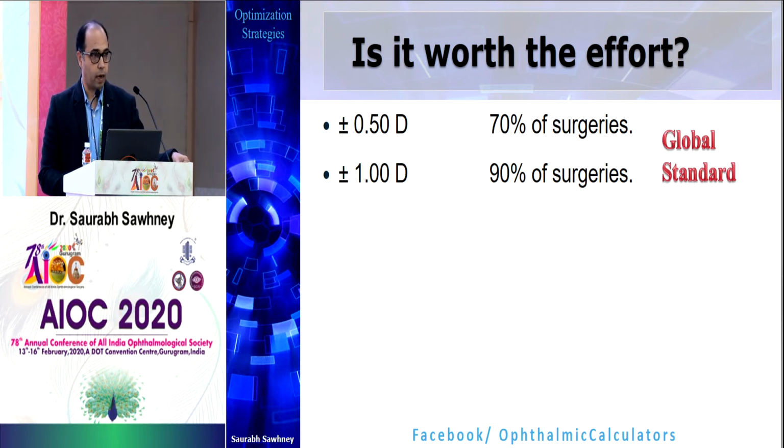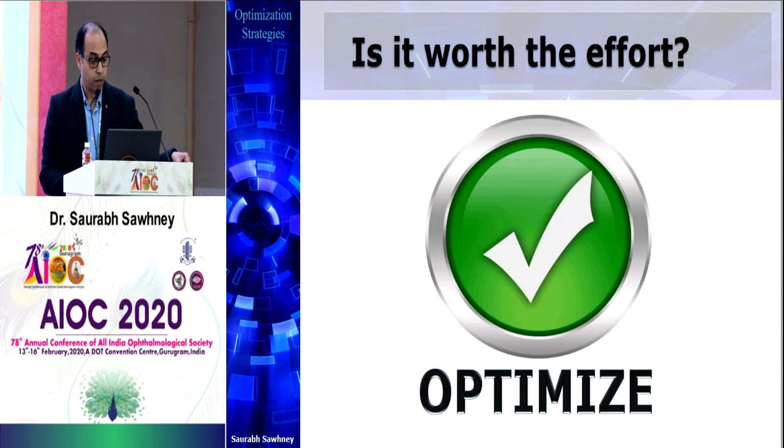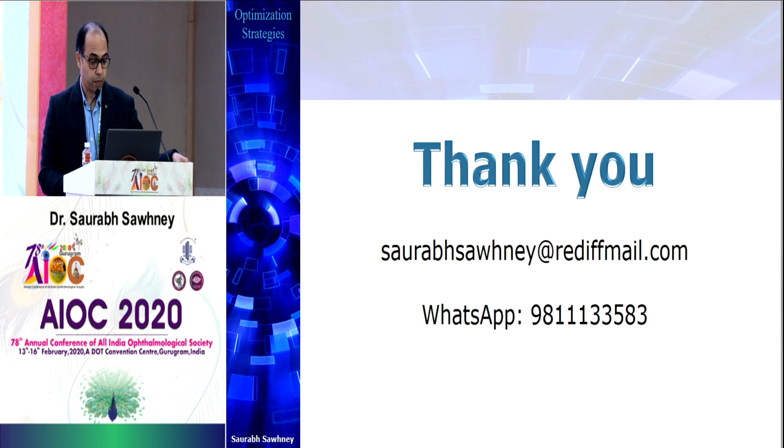Now we analyzed DIO and we hope to publish the results later this year. What we are getting with DIO is half a diopter for more than 85% of the eyes, and for 99% we are within 1 diopter. So this has increased our confidence levels quite a bit in the kind of outcomes we can promise to our patients. So the take-home message would be that do optimize. It is worth the effort. Do it on your biometry machine or send it to me or find some other way to optimize, but you must. So with that, I thank you, and I would love to take questions if there are any.